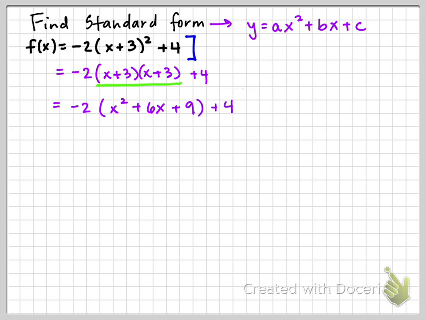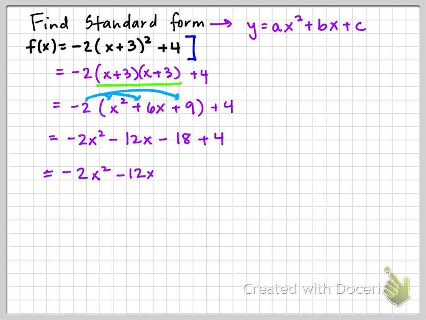plus 4. Next, I have to realize that that negative 2 is a distributor. So I'm going to distribute that negative 2 all the way through. We're going to get something like negative 2x squared minus 12x minus 18 plus 4. And then from here, we combine like terms. So negative 2x squared minus 12x minus 14, and that's your standard form equation.